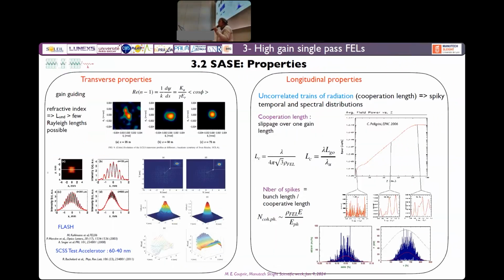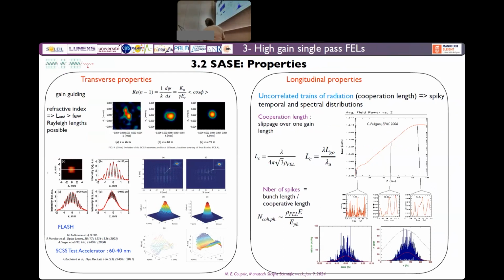Now I'm going to describe a bit more the properties of SASE. We have some gain guiding due to the refractive index, and it means that we can have long undulators, and we are not so limited by the Rayleigh length. We have good transverse properties. They have been measured, for instance, at FLASH with a Young slit, and we did some wavefront analysis on the SCSS test accelerator in Japan. So this is good quality.